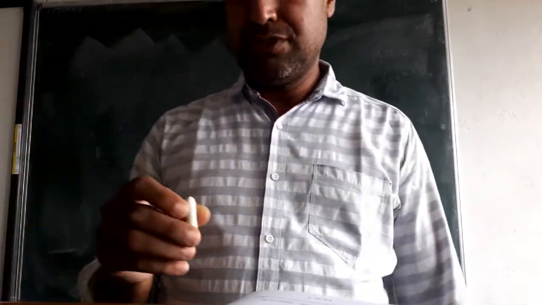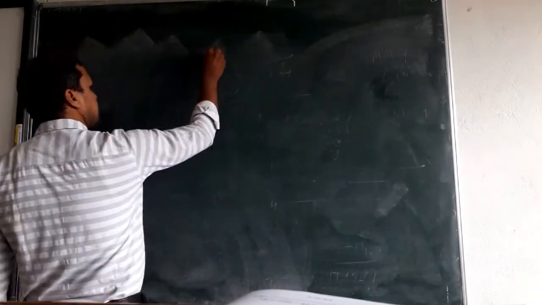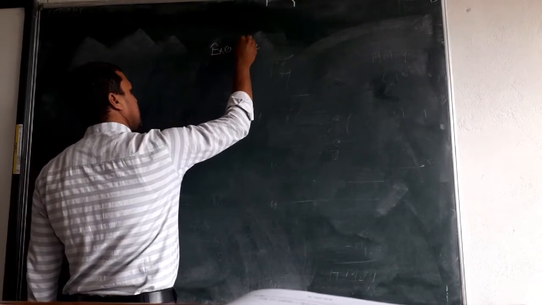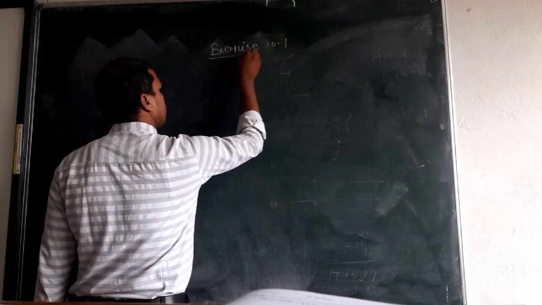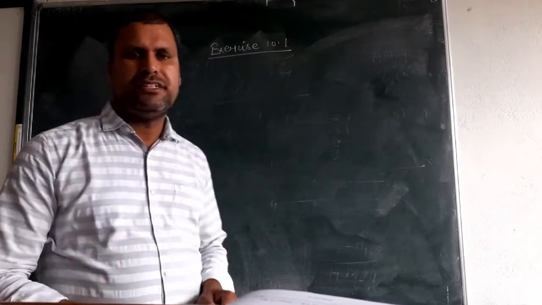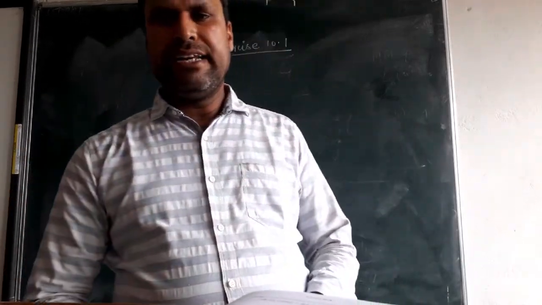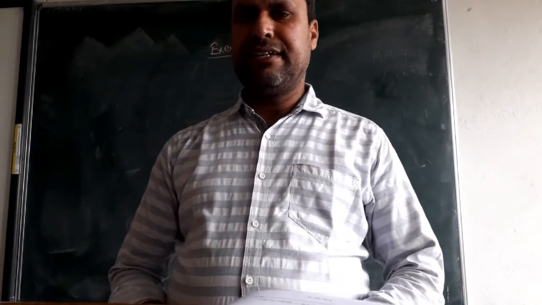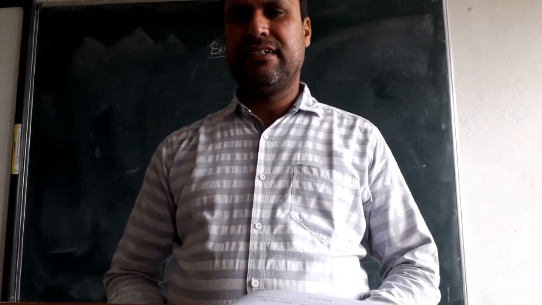Today I will discuss the exercise 10.1. And the first question is: draw a quadrilateral in a Cartesian plane whose vertices are given, and also find its area.